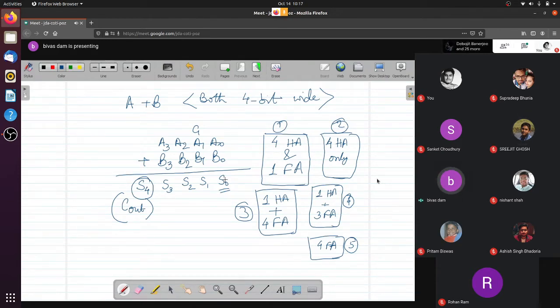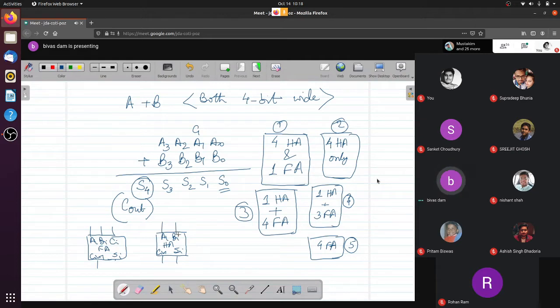Say I have 1 FA, I have 1 input. Here the inputs required are AI, BI, and CI. Results are SI and CI plus 1. Here in the half adder, the inputs are AI and BI. The results are SI and CI plus 1.